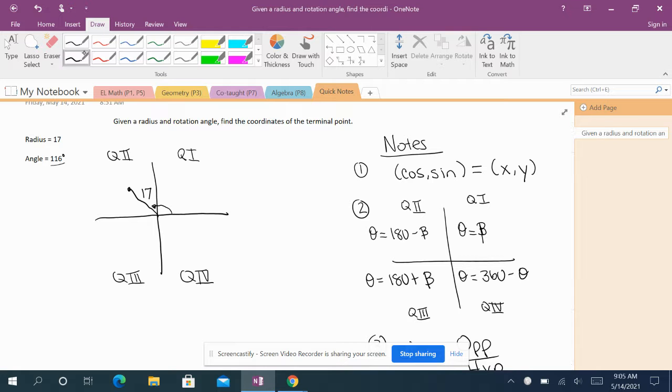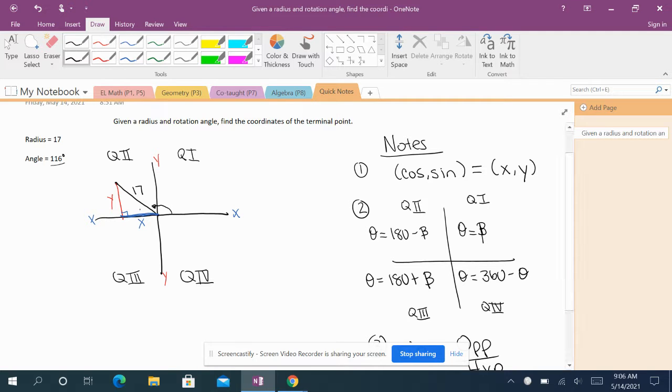Now I'm actually going to make this a little bit bigger. I know that this length is 17. Now we need to find the lengths of this leg in red and this leg in blue. This line in blue is going to be x, and the reason I know it's x is because this is the x-axis. And this red line is going to be y, because my y goes up and down just like the y-axis.